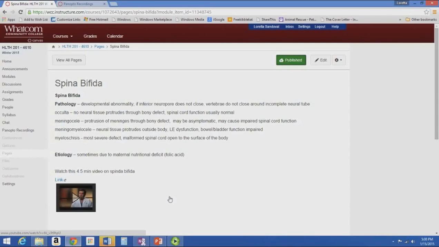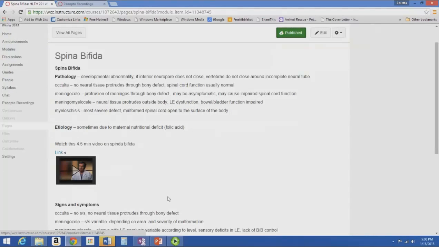So the etiology of it is it's sometimes due to a nutritional deficit. It's a deficit of folic acid. And so anybody who's planning on having children or trying to get pregnant should be taking folic acid to make sure that they don't have that nutritional deficit. And I've even read some sources that say both the mother and the father should be taking folic acid. There's a little video, just under 5 minutes, talking about spina bifida, which is quite good.